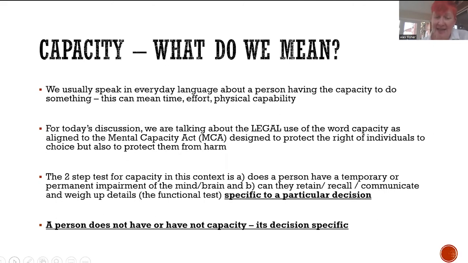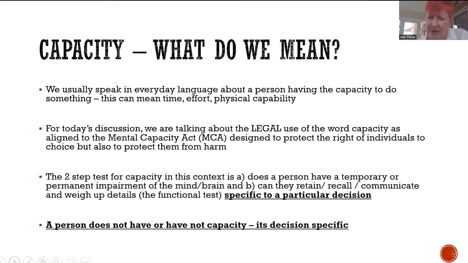Now, there's a test under the Mental Capacity Act to test for capacity in this context. And there are two parts to this. Number one, does the person have a temporary or permanent impairment of the mind or brain? So that's called the diagnostic test. And then number two, can they retain, recall, communicate, and weigh up details specific to a particular decision? That's called the functional test.